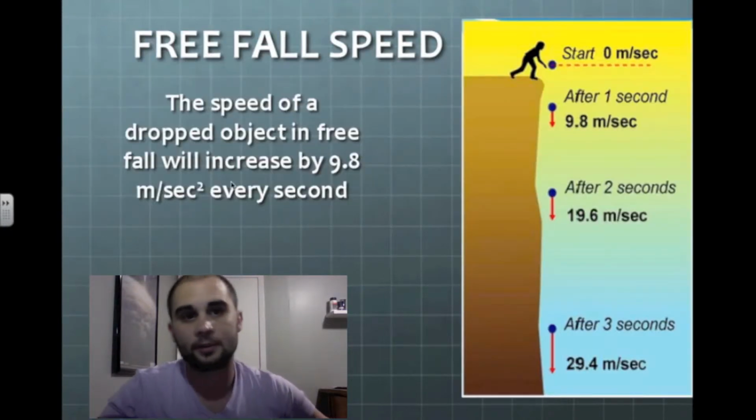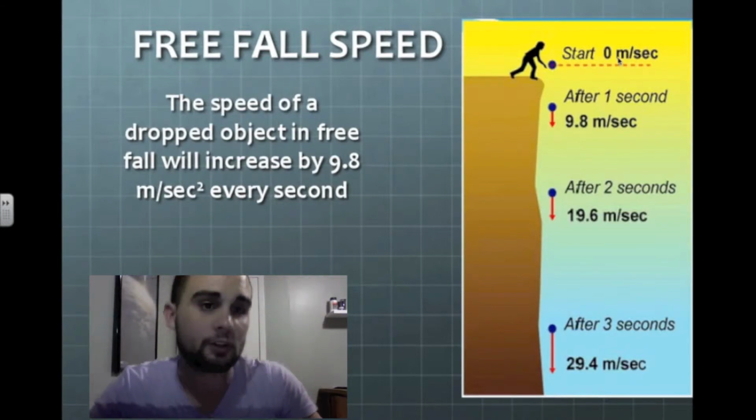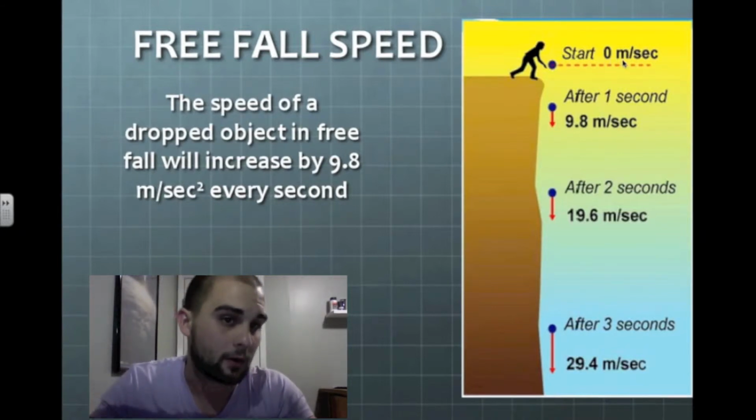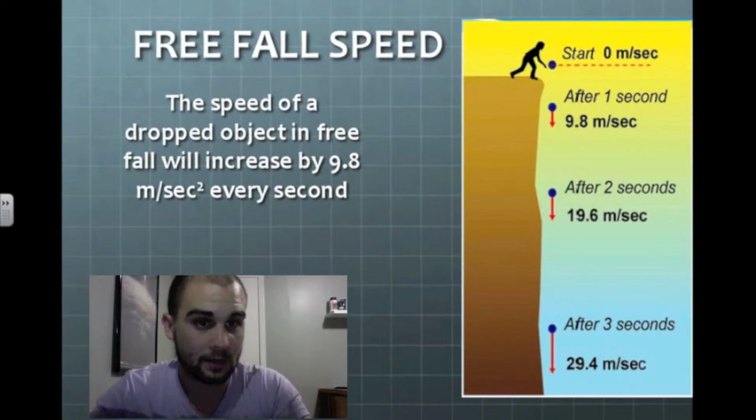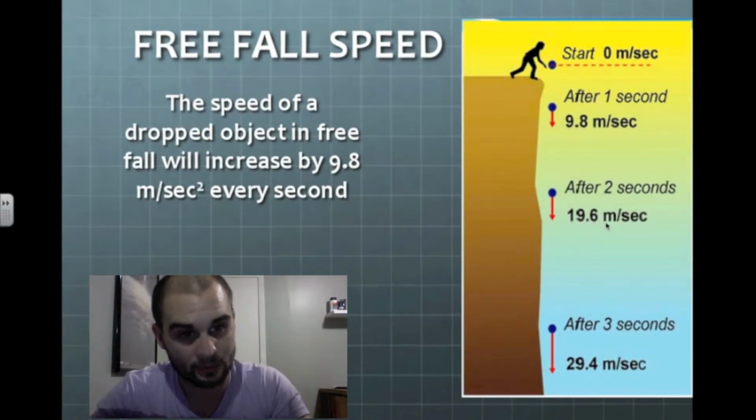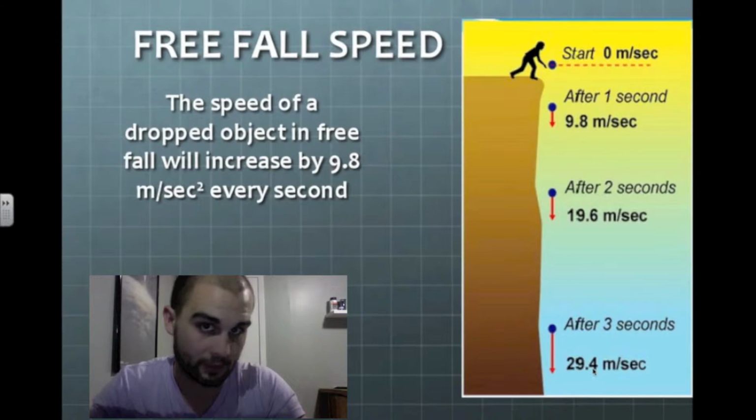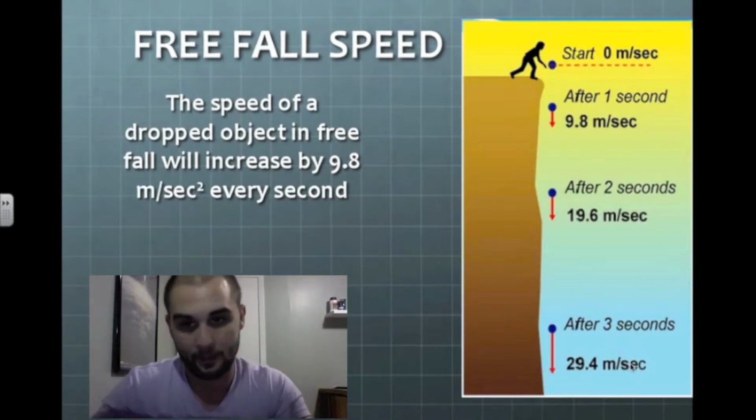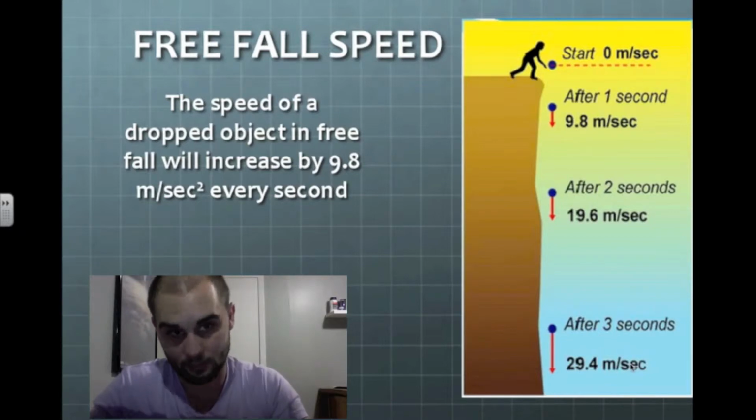This person up here, they're dropping a ball, and the ball will start out with an acceleration of 0 because it's in their hand. But once that ball drops, the second after it drops, it's going to be at 9.8 meters per second squared. After 2 seconds, it's going to be at 19.6 meters per second squared. And after 3 seconds, it's going to be 29.4 meters per second squared. Every second, it gains 9.8 meters per second squared as it drops.